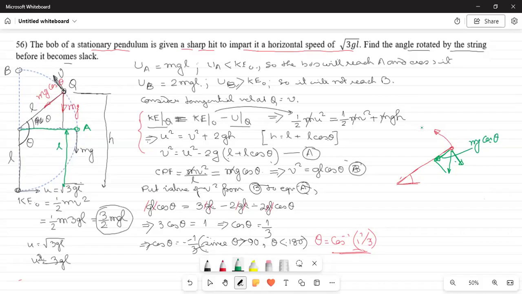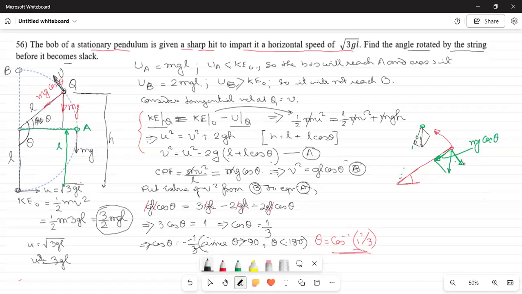Now, suppose the bob comes here, then what happens? The magnitude of mg is the same. And now look at this. The value of mg cos theta is no more equal to the centripetal force. That means the balancing between mg cos theta and centripetal force is lost. So the string becomes slack.